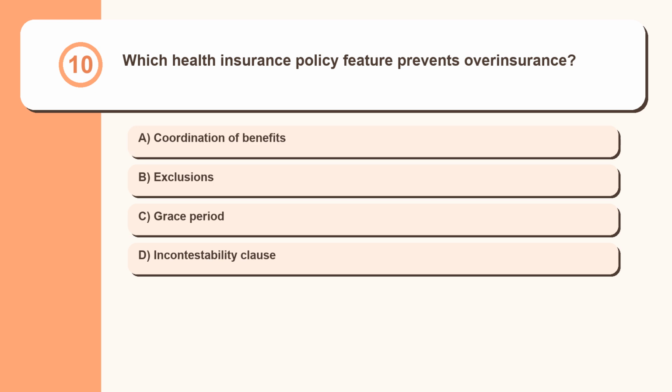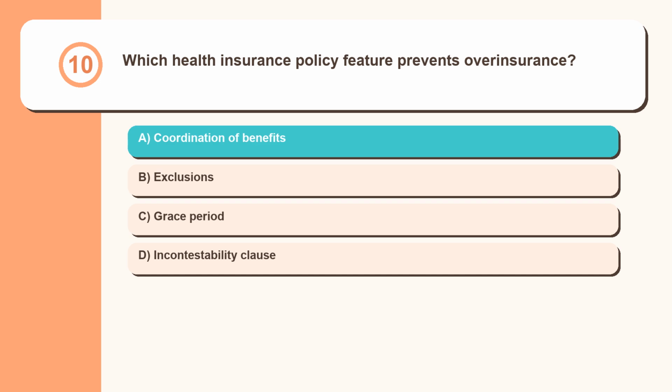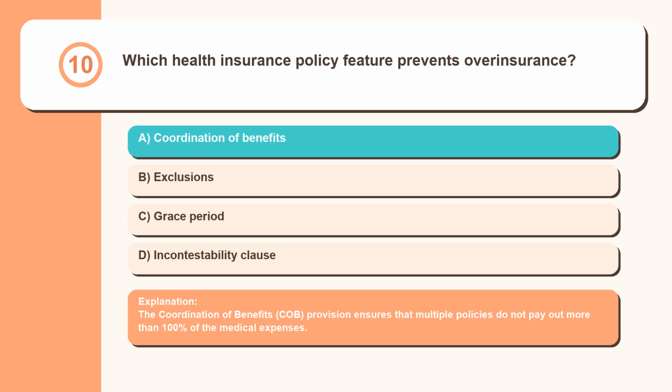Question 10. Which health insurance policy feature prevents overinsurance? Coordination of benefits, exclusions, grace period, incontestability clause. The coordination of benefits, COB, provision ensures that multiple policies do not pay out more than 100% of the medical expenses.